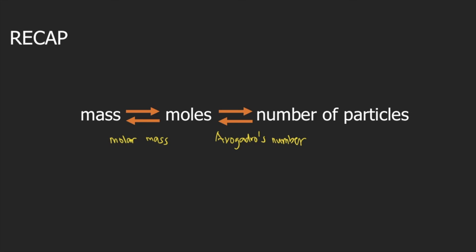Again, there is no direct conversion from mass to number of particles. Instead, what you do is you convert mass to moles and then moles to number of particles. The same way as there is no direct conversion from number of particles to mass. So you need to convert number of particles to moles and then moles to mass.